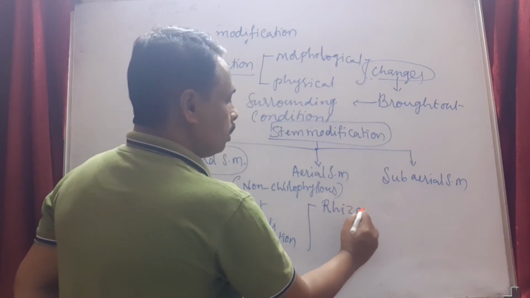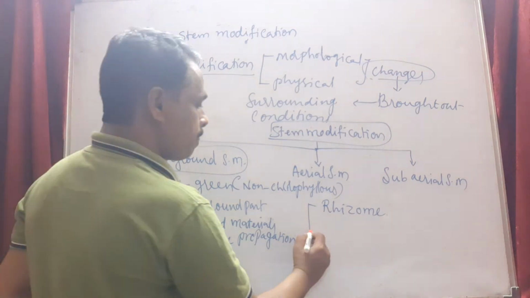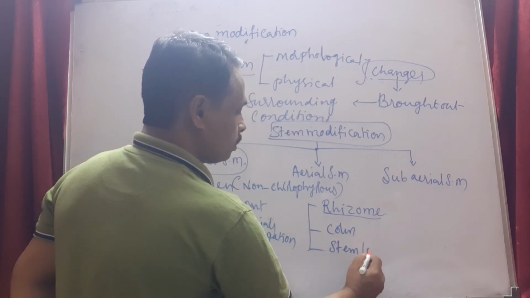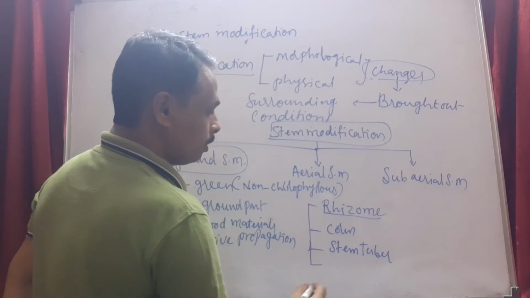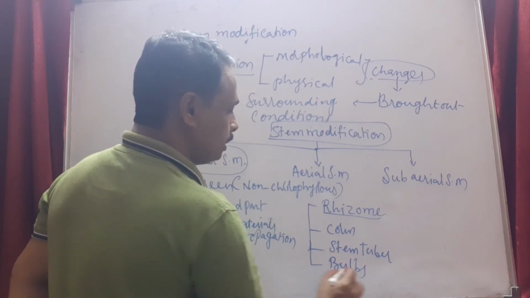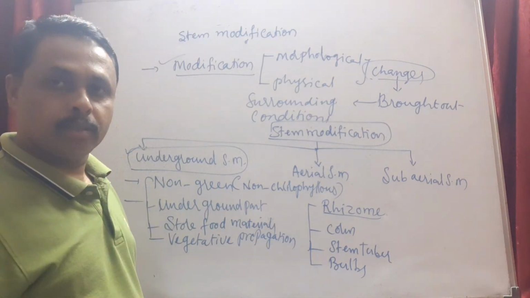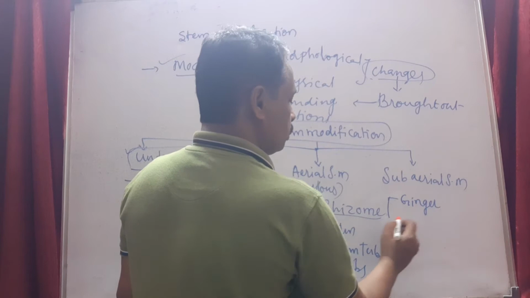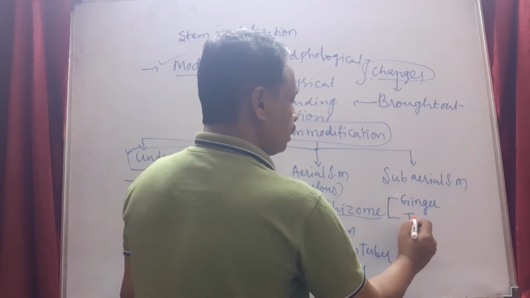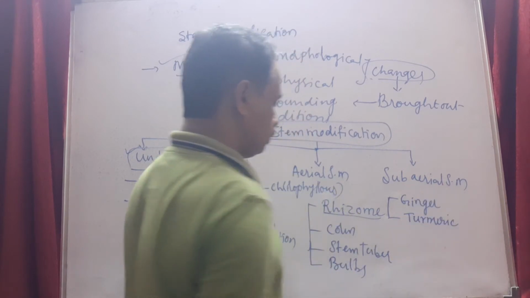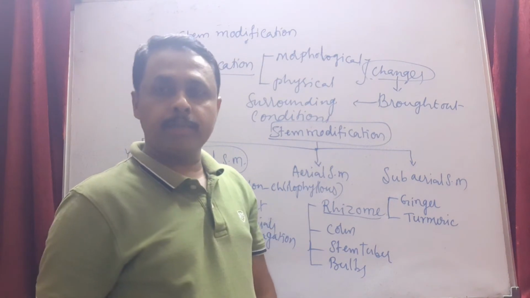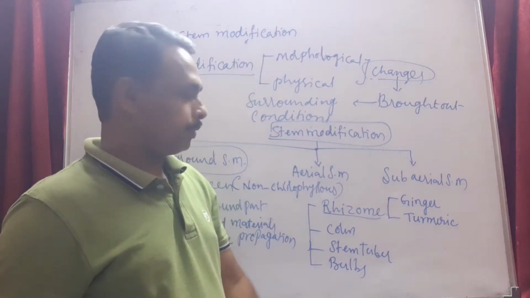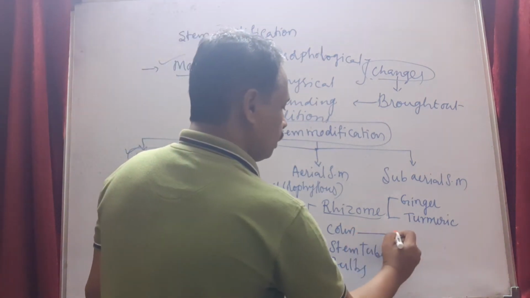Now there are some underground stems which are modified themselves, like rhizome, corm, stem tuber, and bulbs. These are some underground modified stems. Rhizome examples: ginger and turmeric. Ginger, Zingiber officinale; turmeric, Curcuma longa.